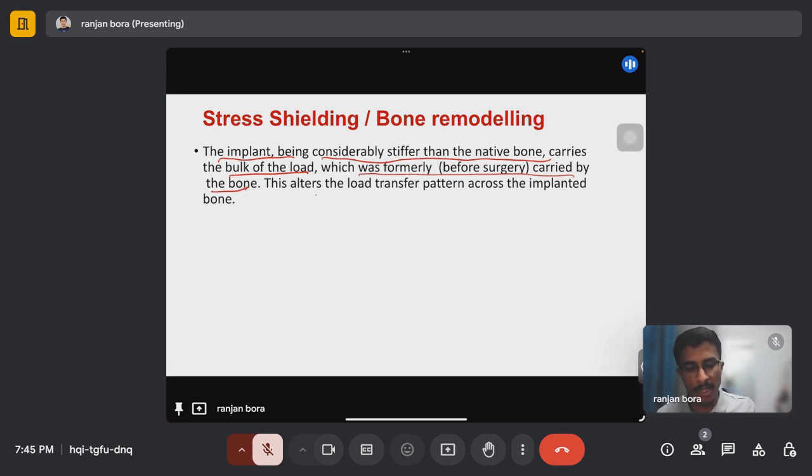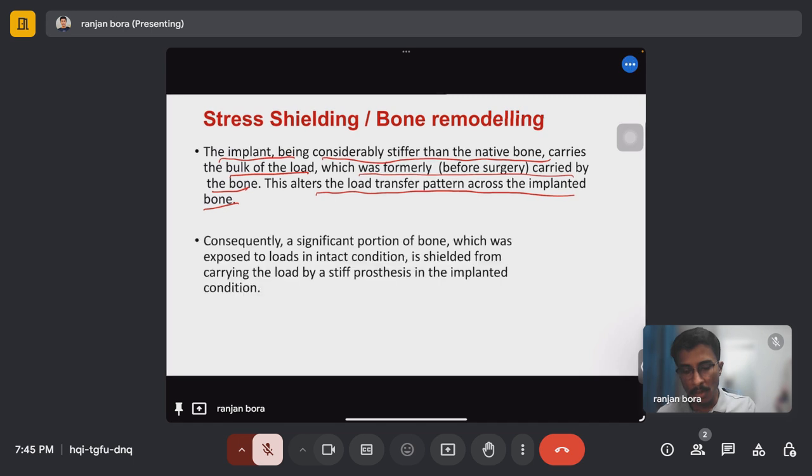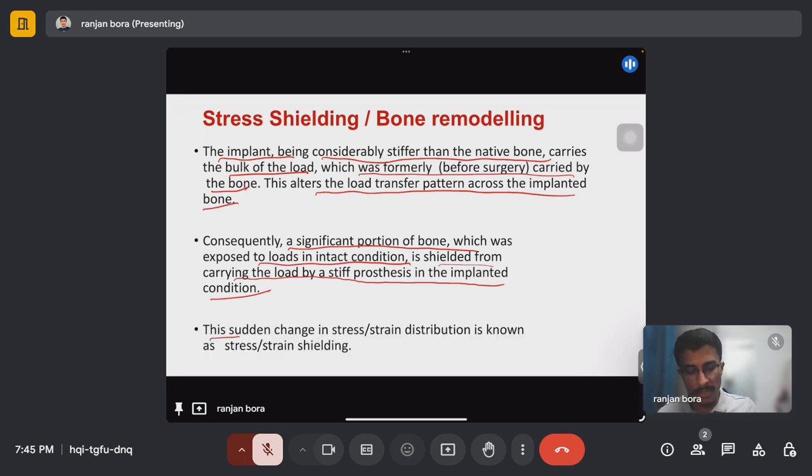So this alters the load transfer pattern across the implanted bone, and consequently a significant portion of bone which was exposed to loads in the intact condition is shielded from carrying the load by a stiff prosthesis in the implanted condition. And this sudden change in stress strain distribution is known as stress or strain shielding.